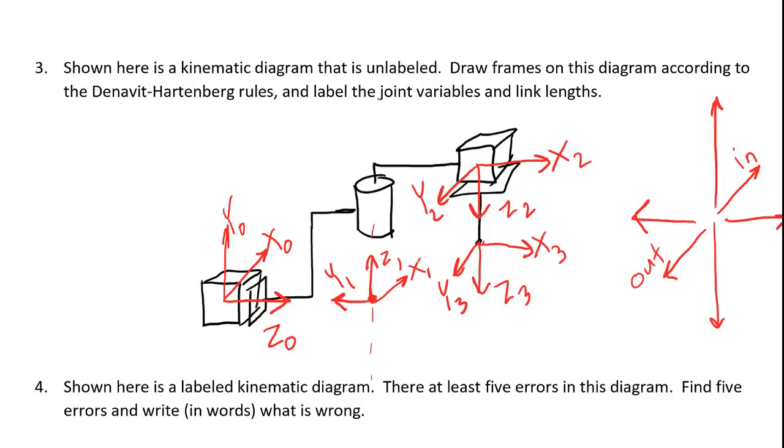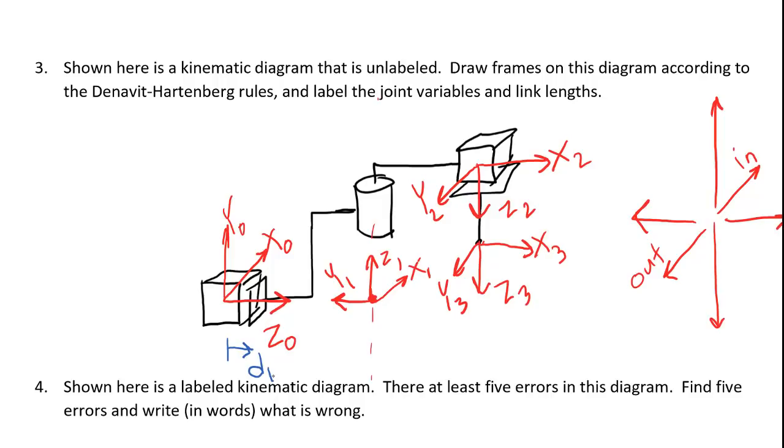We are now finished drawing our frames, and we're now going to draw in the joint variables. For prismatic joints, I just have to show that the positive direction of the joint variable is in the same direction as z. I'll call this D1.